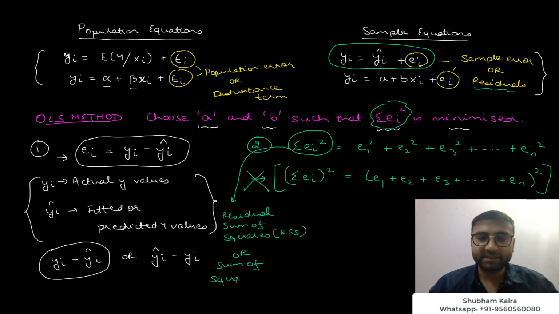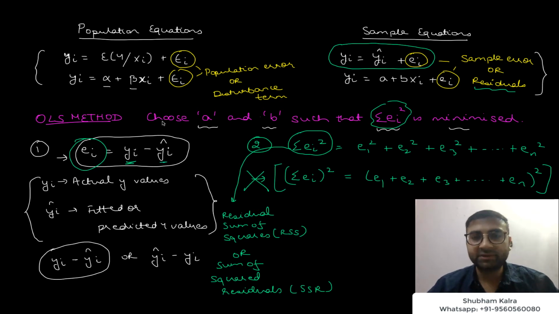So you can also call it sum of squared residuals. If you call it sum of squared residuals, then the abbreviation would be SSR. Over here, be careful with these two things: whenever you write ei, it has to be yi minus y hat and not the other way around. And whenever you're working with the method of OLS, we are working with the residual sum of squares, which is this summation of ei square and not summation of ei whole square, right?